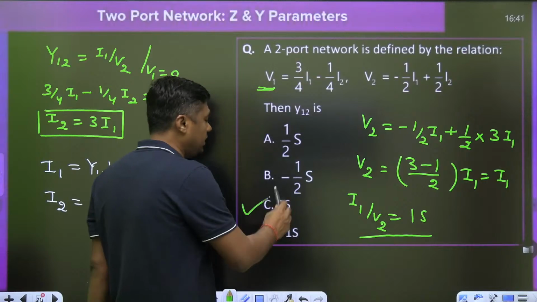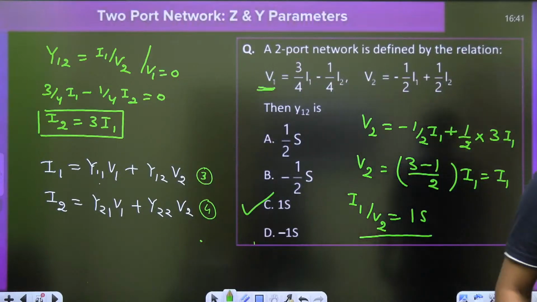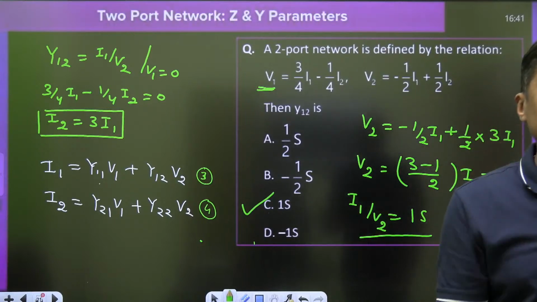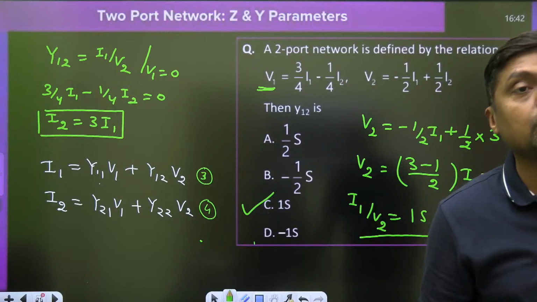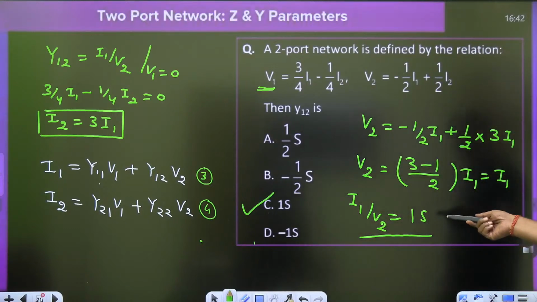Are you getting my point, exam crackers and all other students? No need to find the Z inverse. Just we want... Sir, how can I remember which one to make 0, like V2, V1, I1 or I2? Okay, that is the condition, and it is the 1 Siemens.